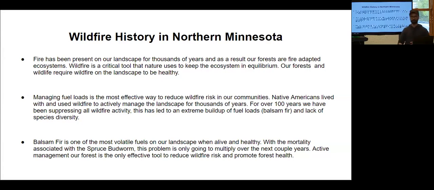Balsam fir is simply the most volatile fuel in our forest. Spruce is also pretty volatile, but it doesn't have the same amount of it that balsam fir has. And what I mean by volatile is it has a great potential to cause and spread wildfires.